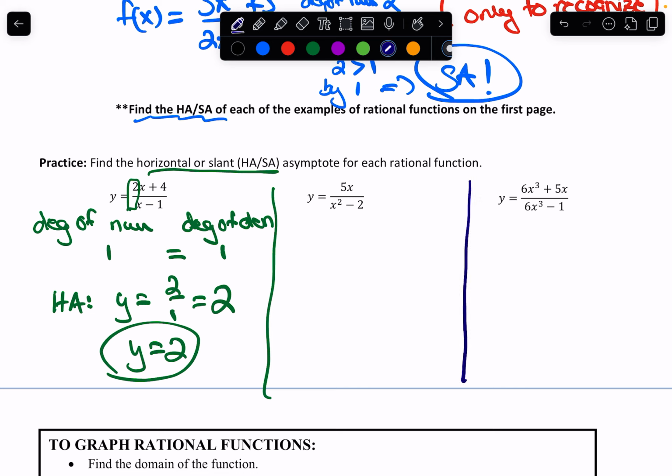Okay, next, again, our degree of numerator here is going to be 1. Our degree of denominator is going to be 2. So 1 is less than 2, and that is our first case where our horizontal asymptote is going to be y equals 0.